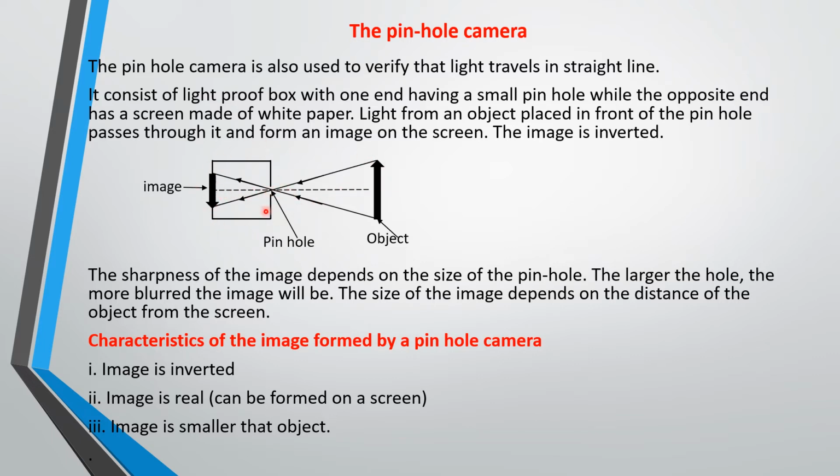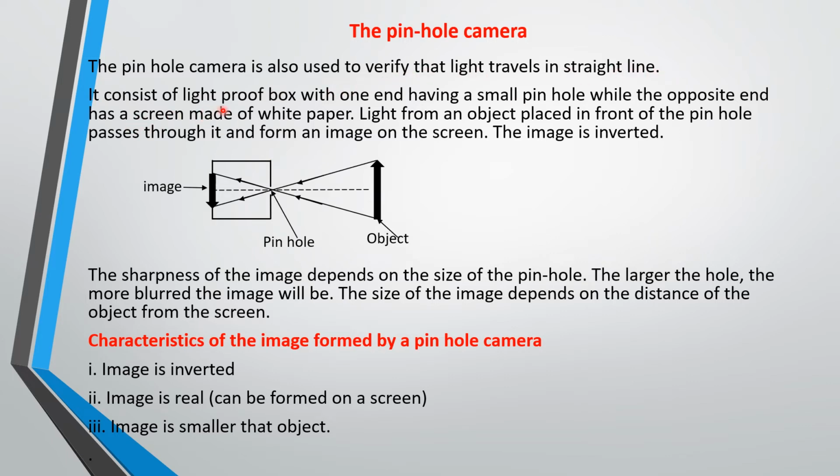Position the camera, I mean the box, on a straight line with the candle. Then check the back, check the screen. You will see an inverted image that is smaller than the object itself. You will observe an inverted image on the screen that you have created. So the formation of this image shows that light travels in a straight line. The pinhole camera is also used to verify that light travels in a straight line.